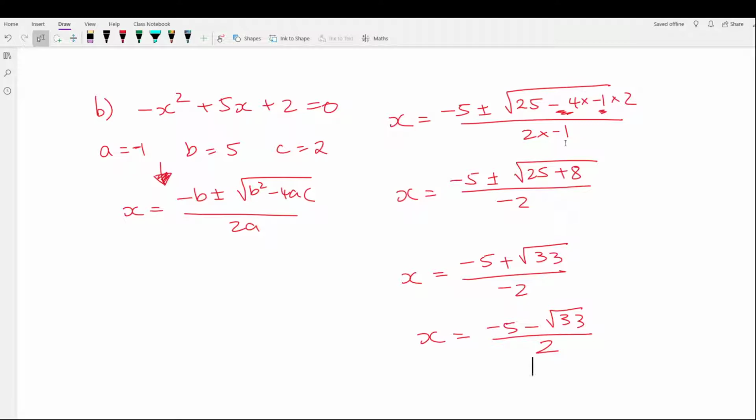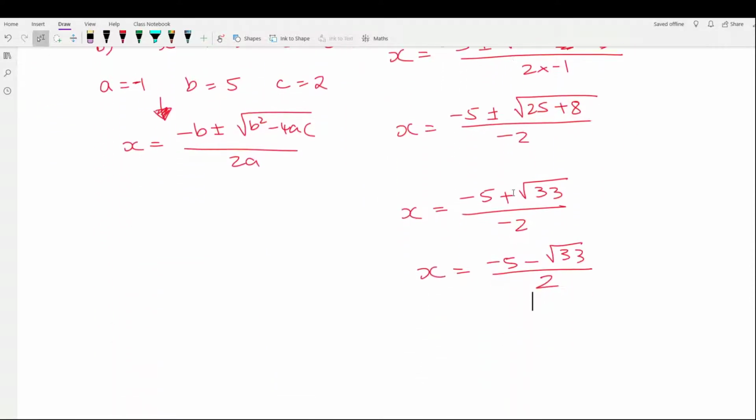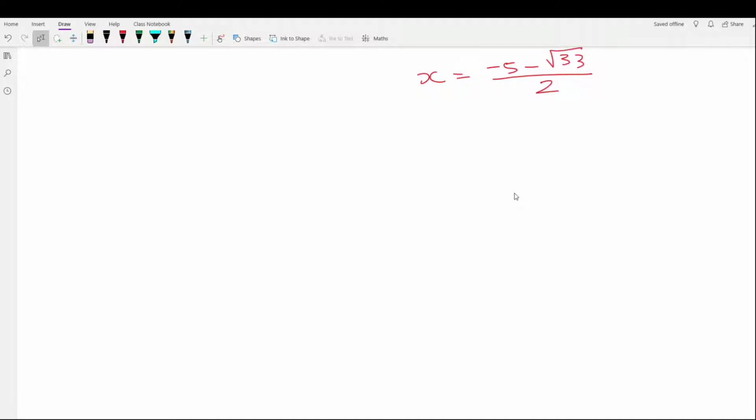Alright, so let me move on to C. I'll do C and I'll leave D for you guys to do. Okay, so let's do C. So minus 3x squared plus 2x plus 7 equals 0. So A equals minus 3, B equals 2, and C equals 7.